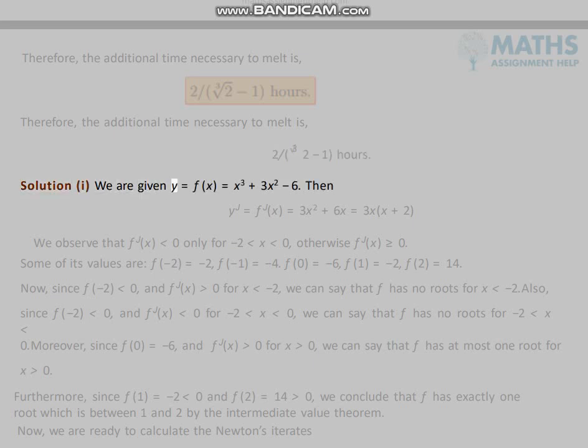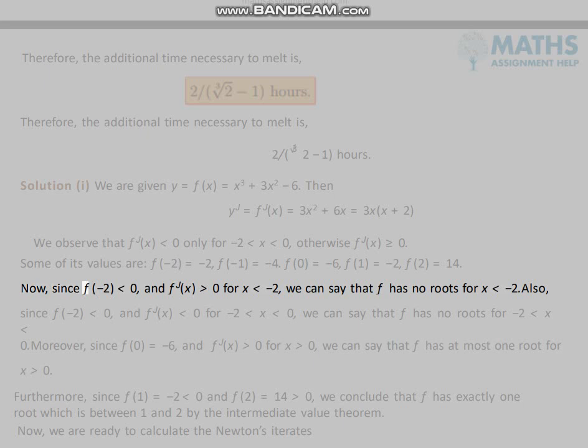Solution I. We are given y equals f(x) equals x cubed plus 3x squared minus 6. Then y prime equals f prime(x) equals 3x squared plus 6x equals 3x(x plus 2). We observe that f prime(x) is less than 0 only for minus 2 less than x less than 0, otherwise f prime(x) is greater than or equal to 0. Some of its values are f(minus 2) equals minus 2, f(minus 1) equals minus 4, f(0) equals minus 6, f(1) equals minus 2, f(2) equals 14.